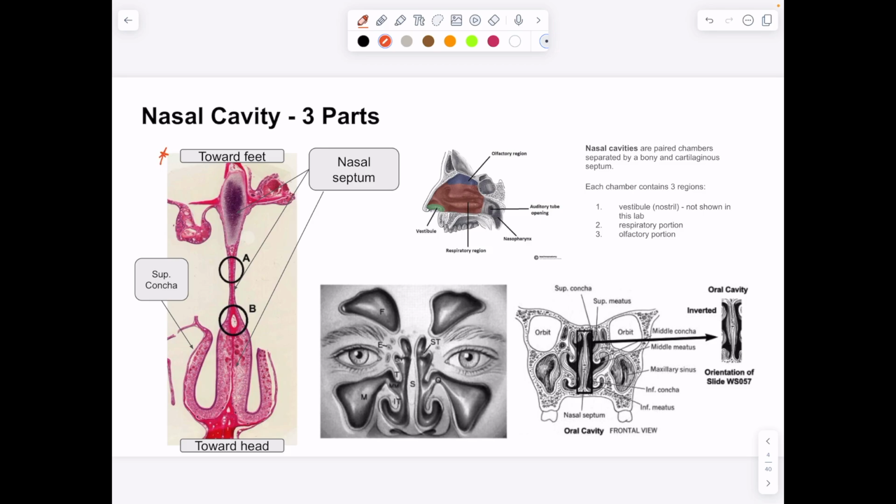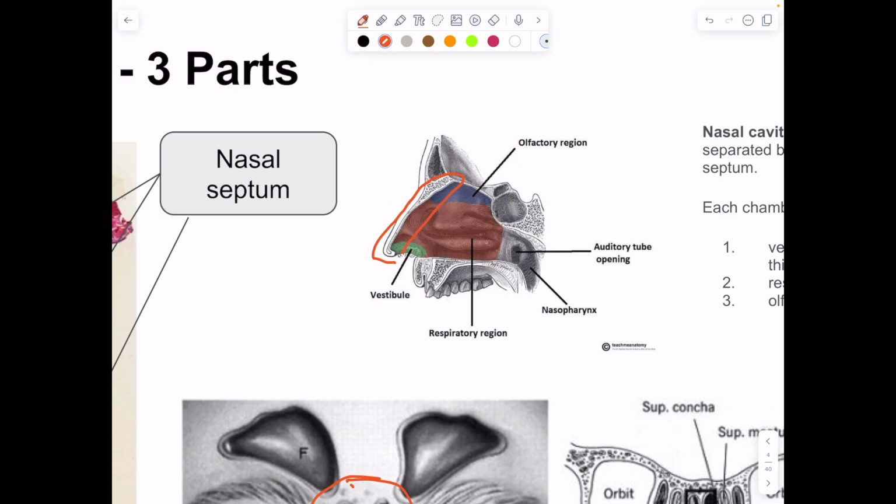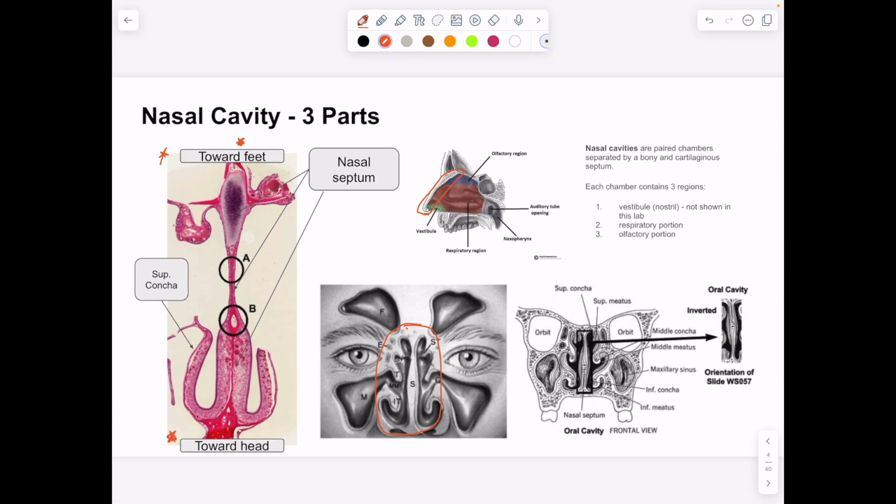So this is the histo slide we'll be looking at. Importantly, it's kind of flipped upside down. This top side right here is towards the top of your head, and this part is the bottom of your feet. So what we're looking at is this section of the nasal cavity, specifically a cross-section that's looking here. So we have the nasal cavity, which is two paired chambers, right? You have this chamber, and it's separated by a bony and cartilaginous septum, which is this guy right here.